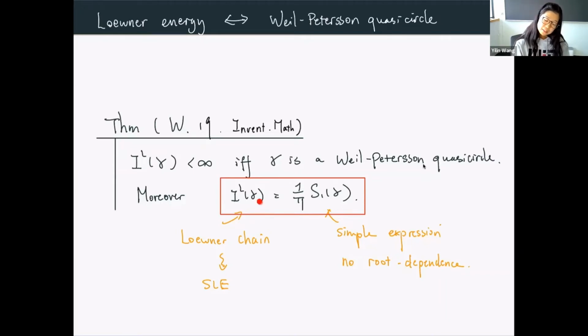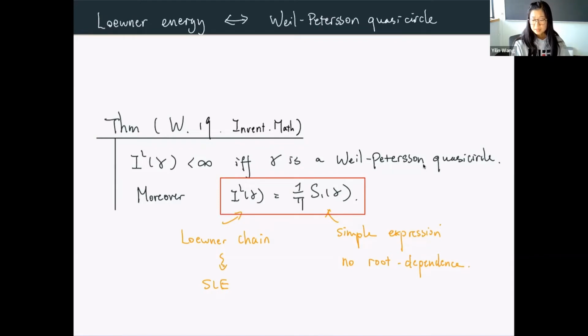However, the definition of the Loewner energy uses the Loewner chain, where you explore the curve little by little. You make it into a process, which further connects to the probability theory of SLE. So both definitions have their strength. This identity is kind of building a bridge between the probability theory of SLE and this class of Weil-Petersson quasicircles. And the deep reason behind it is still quite obscure to me, why there's such a coincidence.